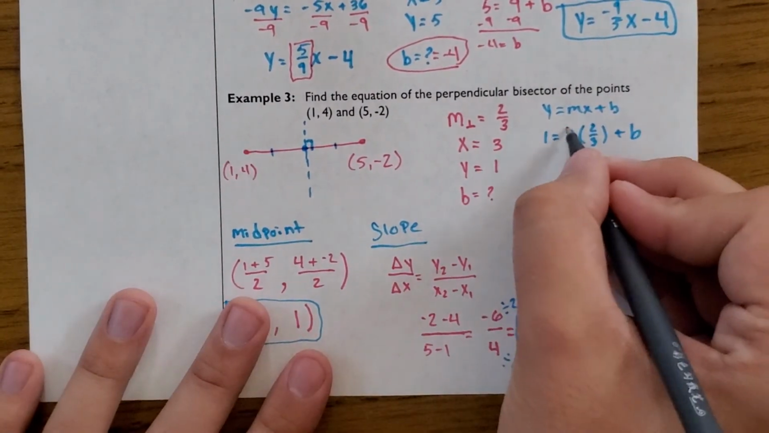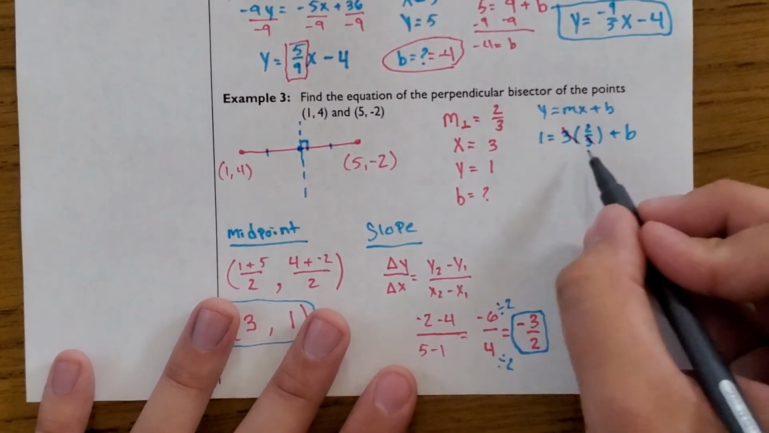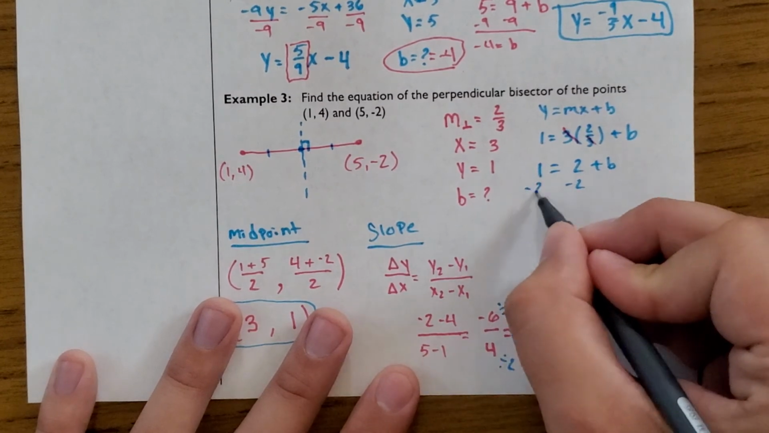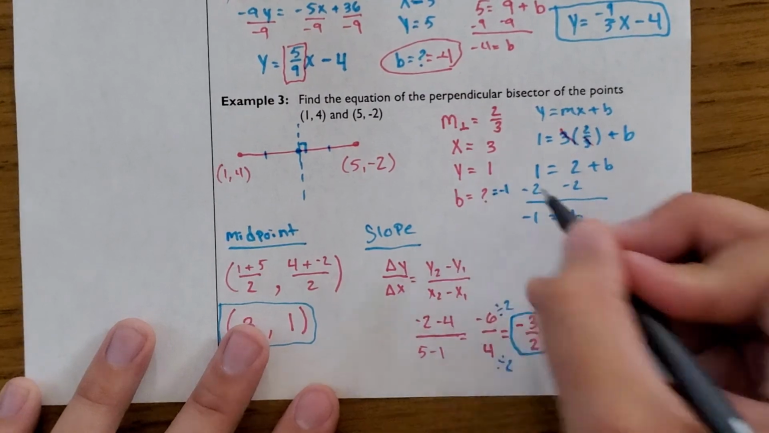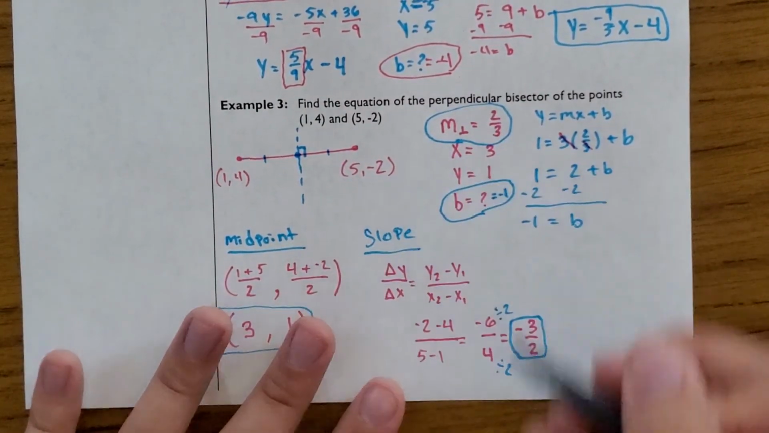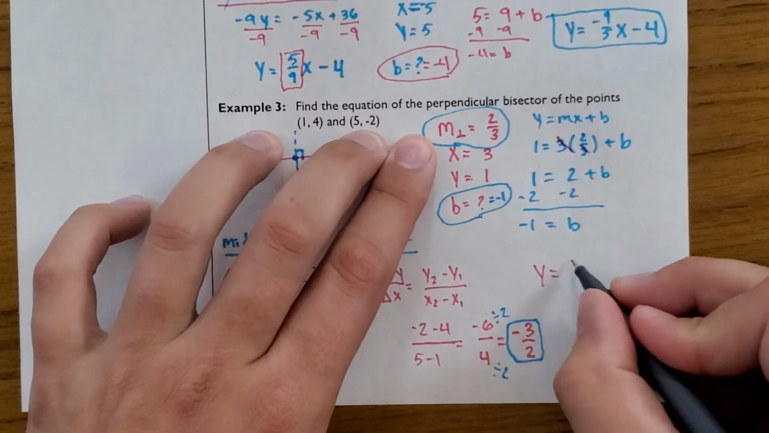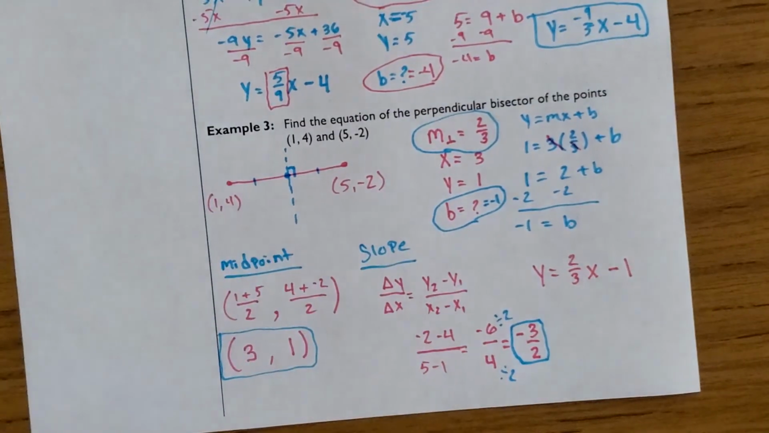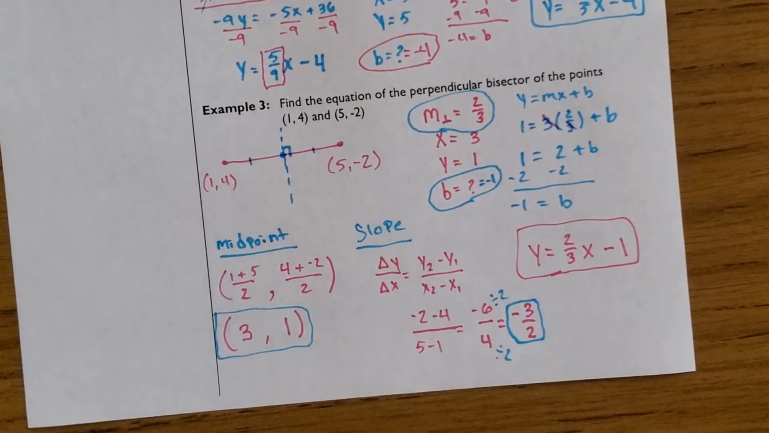Again, look how nice these problems were. We're going to make some canceling happen there. 3 times 2/3 is going to cause that 3 on the bottom to cancel, so I get 1 equals 2 plus b. Subtract 2 from both sides, and I get negative 1 equals b. And look at that. Now that I know that b equals negative 1, again, we just pull b and m out to make my perpendicular equation. So in this case, the final equation is going to be y equals positive 2/3 x minus 1, and that would be the perpendicular equation that bisects between those 2 points.